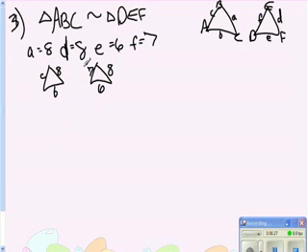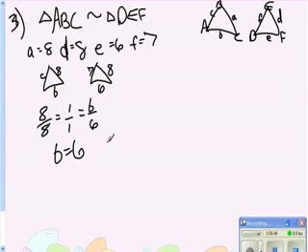8 matches up with 8, which means essentially it's a 1-to-1 ratio, because 8 to 8 would be 1 to 1. So if I matched them up with anything else, it's going to end up with something like b over 6. This has to be 6 because they have to equal 1. You can cross multiply if you want. You should know off the top of your head though, b is 6, c is 7 because they're the same.